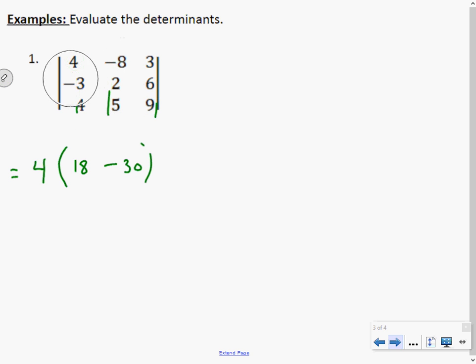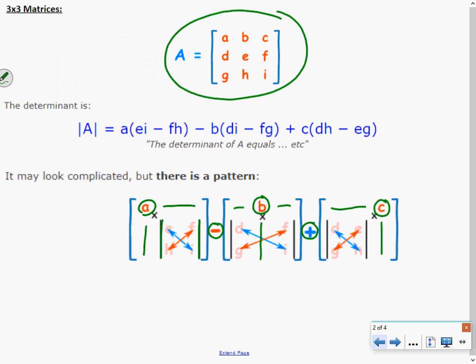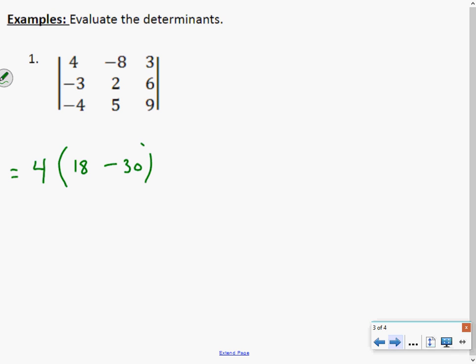So let's erase this up here, and then let's go back and check our formula, because notice that the signs change. The first go around we're going to be subtracting, and then we are adding after that. So next we're going to take this negative 8, and we're not going to pay attention to anything in its row or column. We're going to be taking the determinant of negative 3, 6, negative 4, 9, that matrix with those values that are left over.